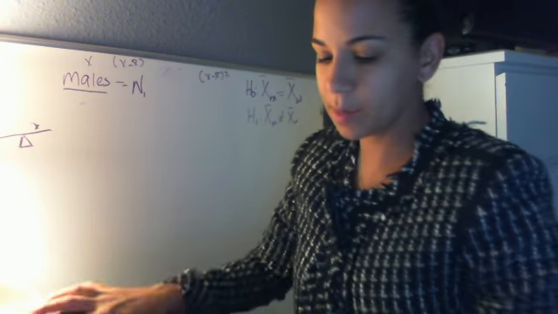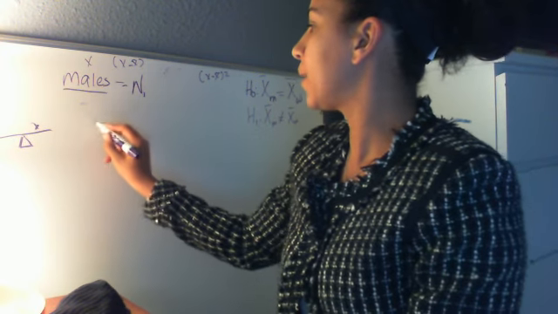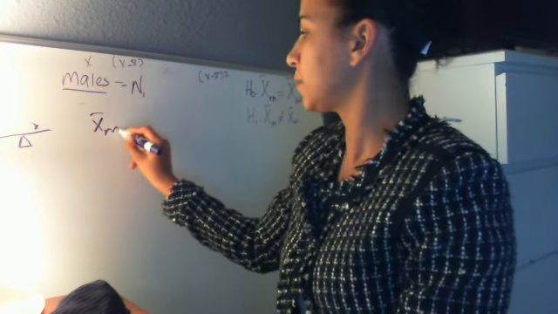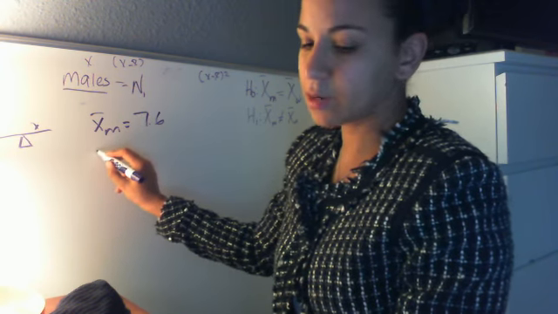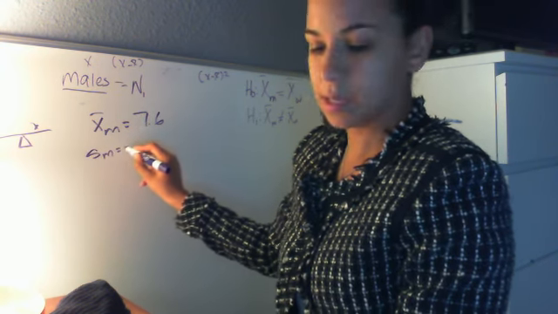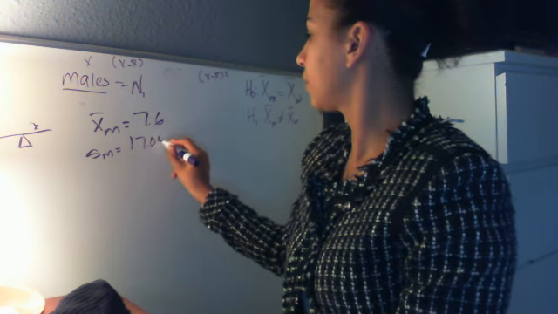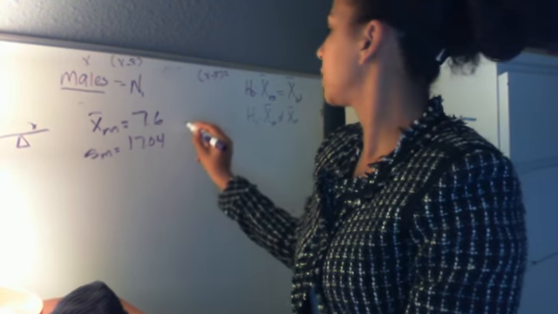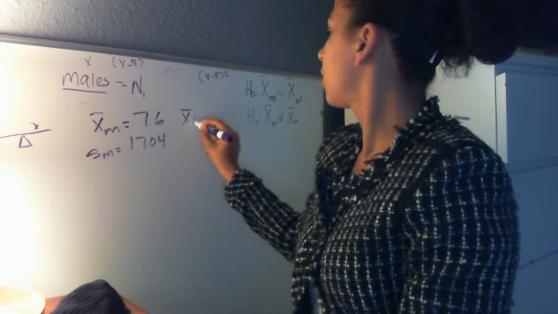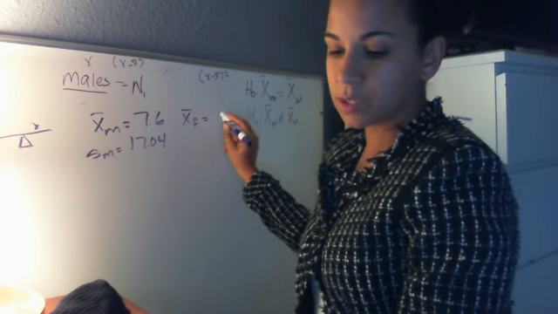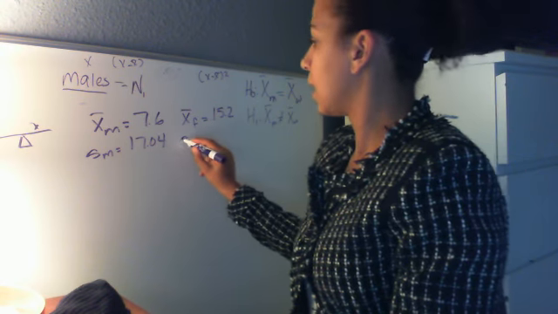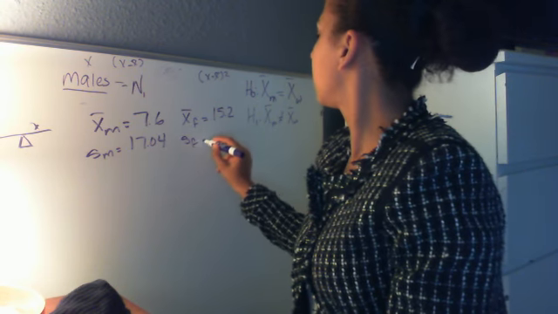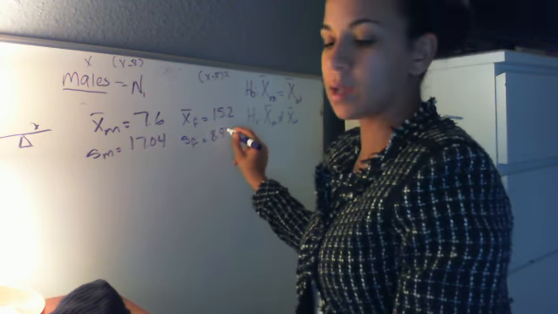Erase all this, and you can back it up if you want to. What I end up with is an X bar for males equal to 7.6, and the standard deviation for males equal to 17.04. And then I have the same information for females: an X bar for females equal to 15.2, and a standard deviation for females equal to 8.96.